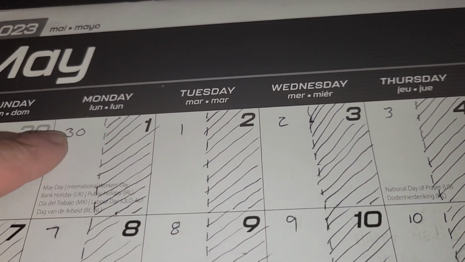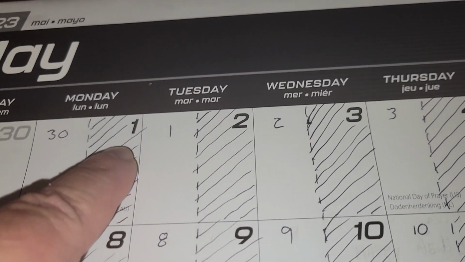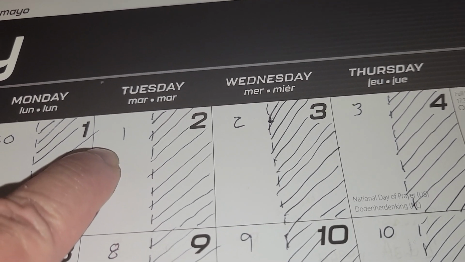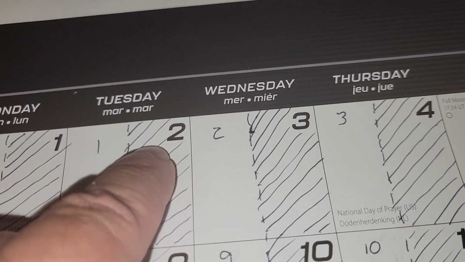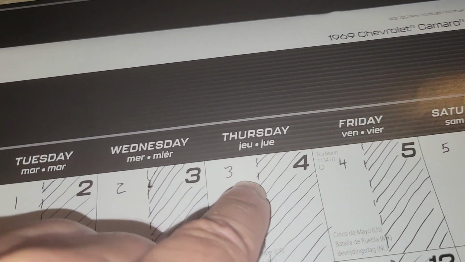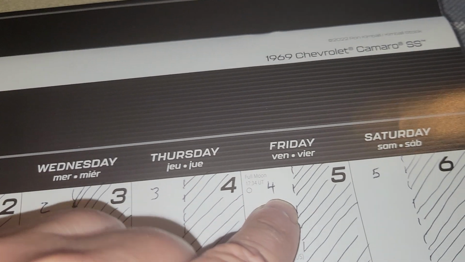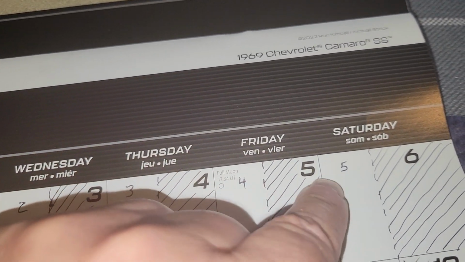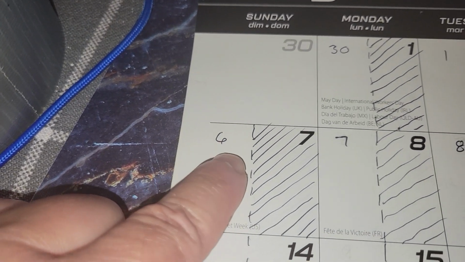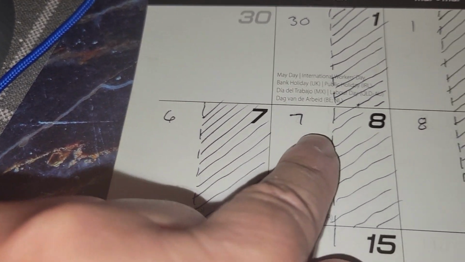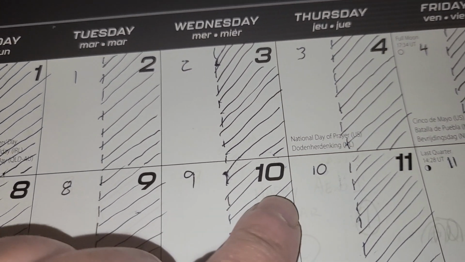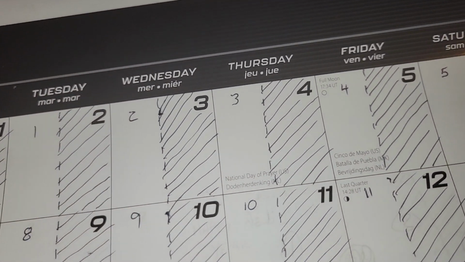Now, notice how I have the numbering here. You have the dark part of the day, which is the first day, and the light part of the first day, the dark part of the second day, the light part of the second day, the dark part of the third day, the light part of the third day, the dark part of the fourth day, the light part of the fourth day, the dark part of the fifth day, the light part of the fifth day, the dark part of the sixth day, the light part of the sixth day, dark seven, light seven, dark eight, light eight, dark nine, light nine, dark ten, light ten, all the way through.